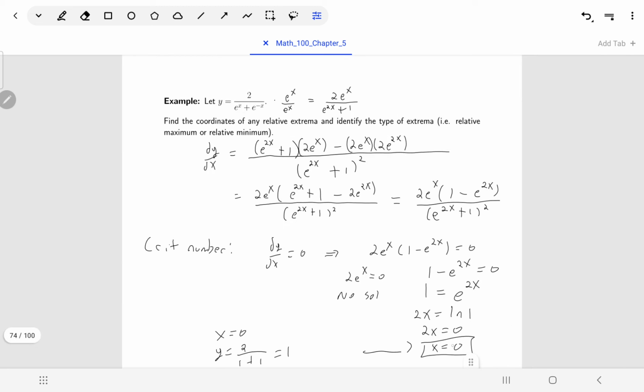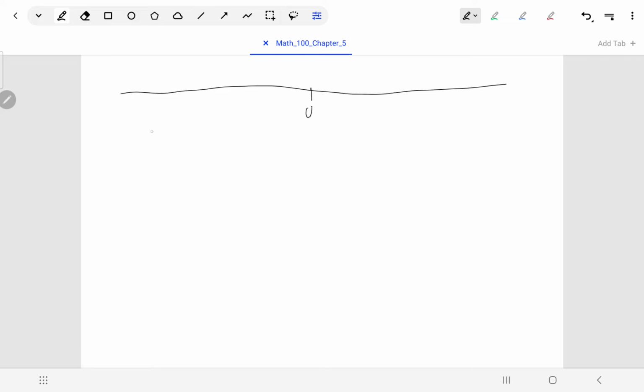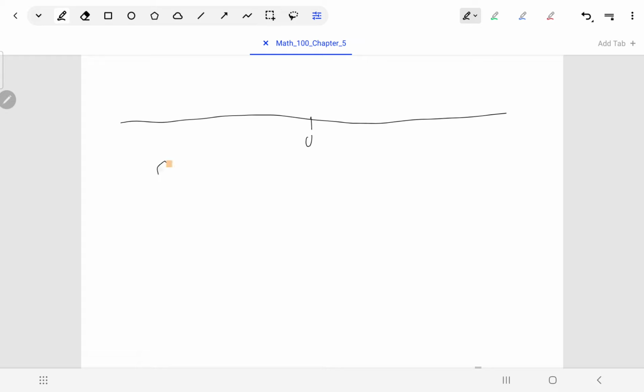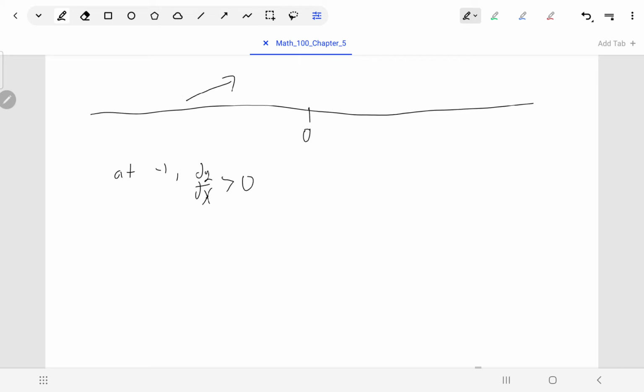Also, I only have one critical number, so I just need to figure out what's going on with my derivative on either side of 0. So for that, I can pick any x value I feel like picking, and I'll go with -1. If I'm looking at the derivative at -1, we'll find that the derivative happens to be positive, which means our function is increasing.